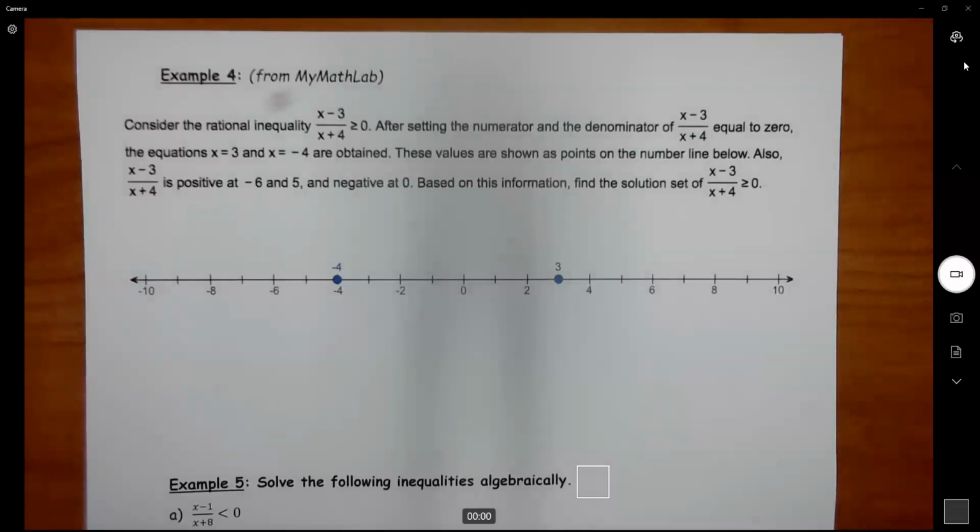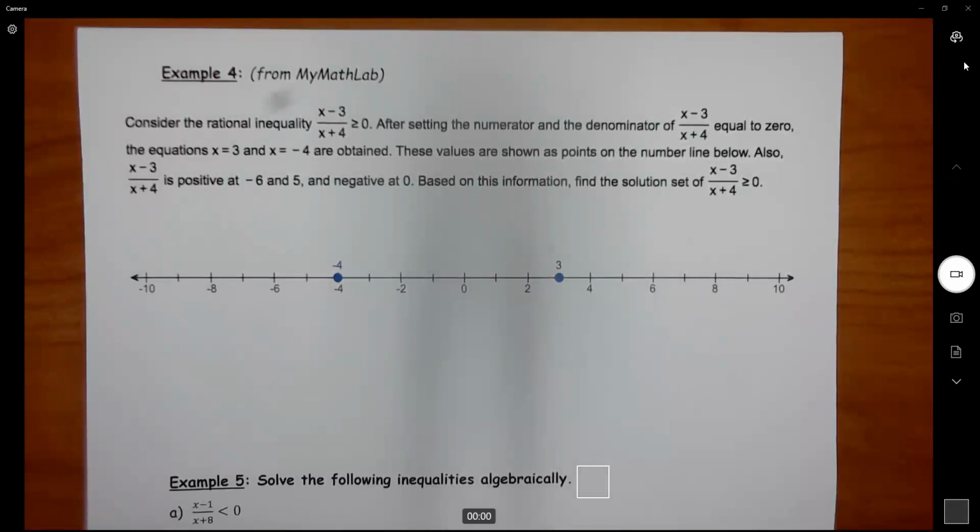In this video, we're going to go over how to solve rational inequalities algebraically. We're going to start off with a problem from MyMathLab. You might actually get lucky enough that this is the exact problem that you get as well. Hopefully not, but if it happens, congratulations. I like to start off with this problem because it walks you through all of the information you need.